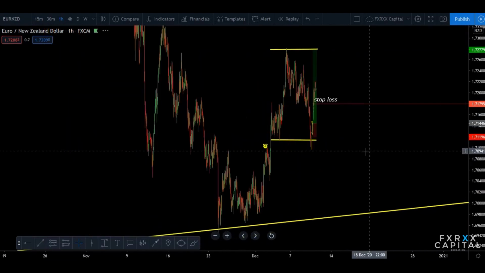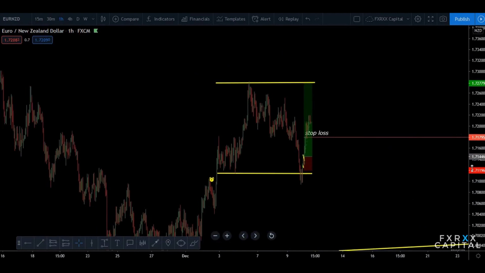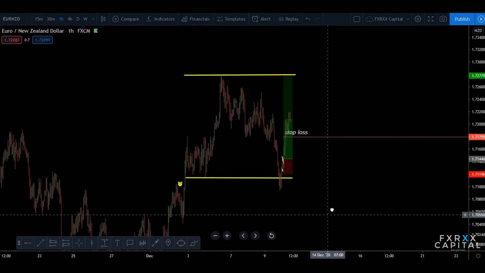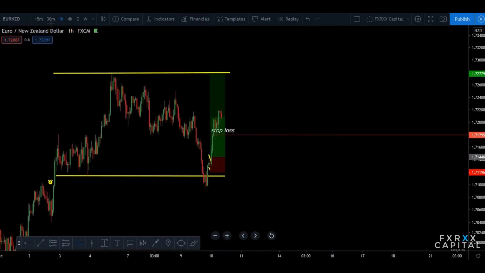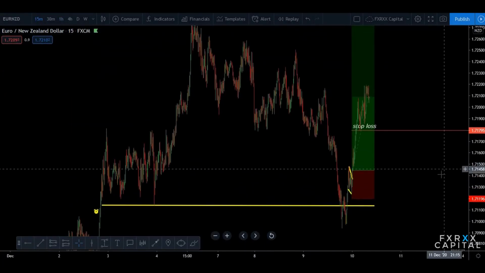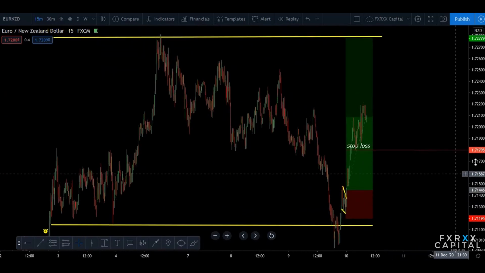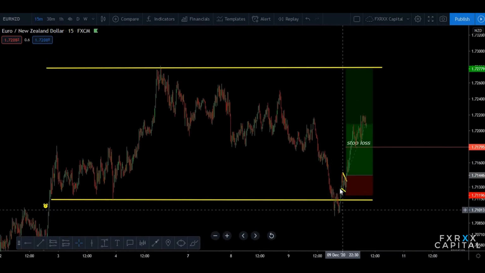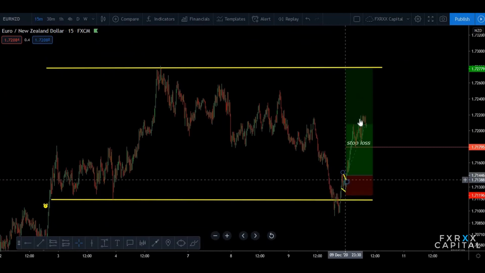Next we move to the final pair, Euro New Zealand. Euro New Zealand, you can say is almost similar to the New Zealand section just now. Price breaks to the downside. If we move to the 15-minute flag, price breaks this structure, pulls back, creates a flag, and moves to the outside.